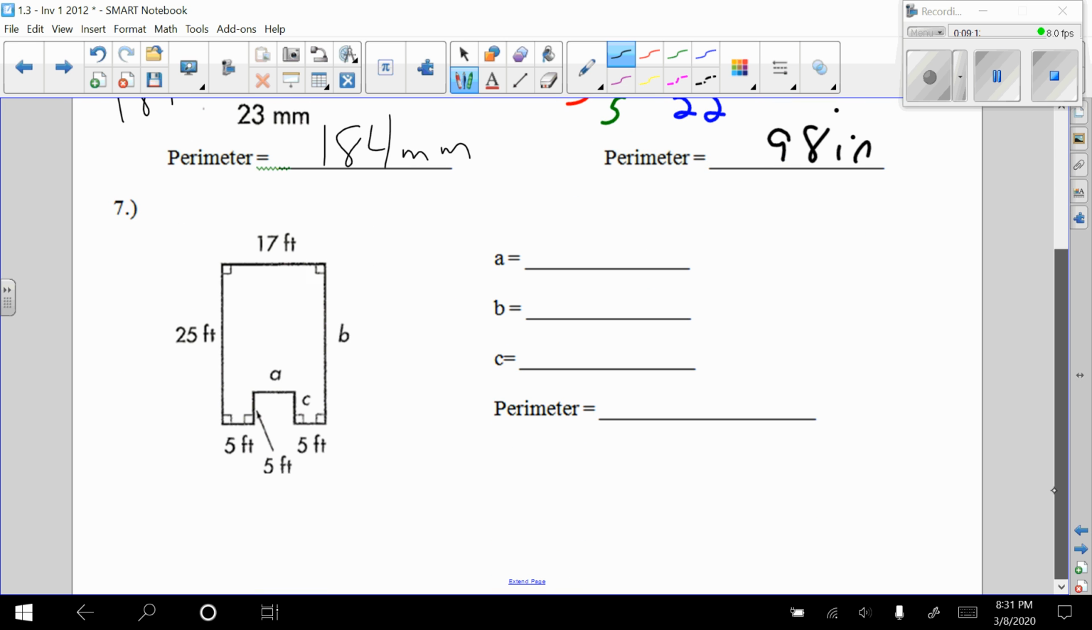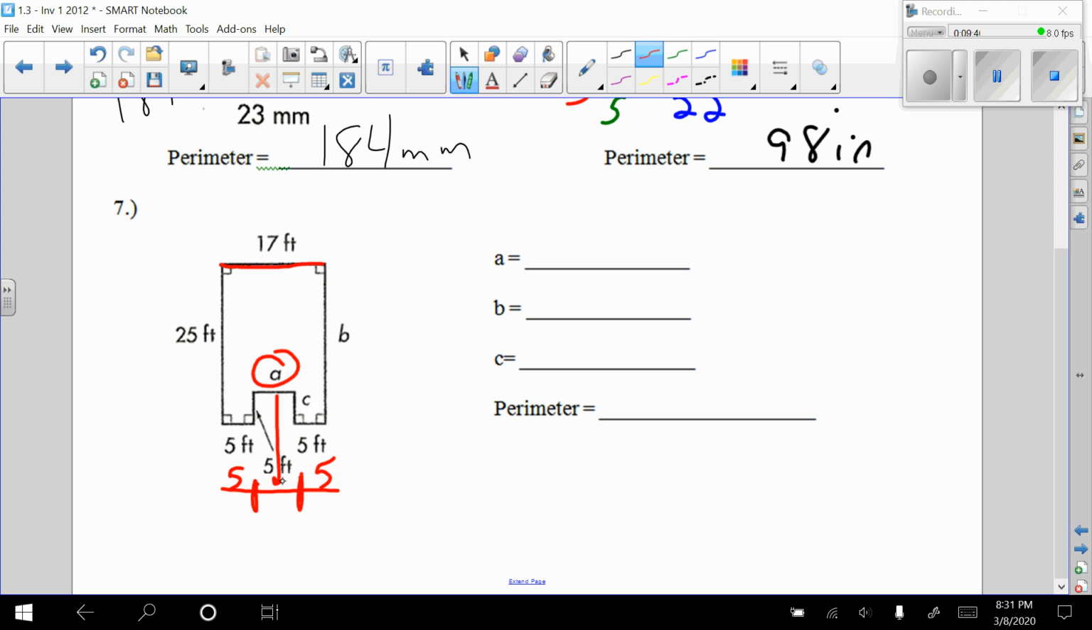Let's look down at the bottom one. We need to determine what A and B and C are going to be. Well, let's first start with A. All right, this whole top has to be 17. That means all the way across the bottom also has to be 17. We know that this part of it is 5, and this part of it is 5. We are looking for this middle part. That's where the A is going to be. It's right there in the middle. That's what we want to find. So what is that going to be? Well, 5 plus 5 is 10. The whole thing has to be 17.